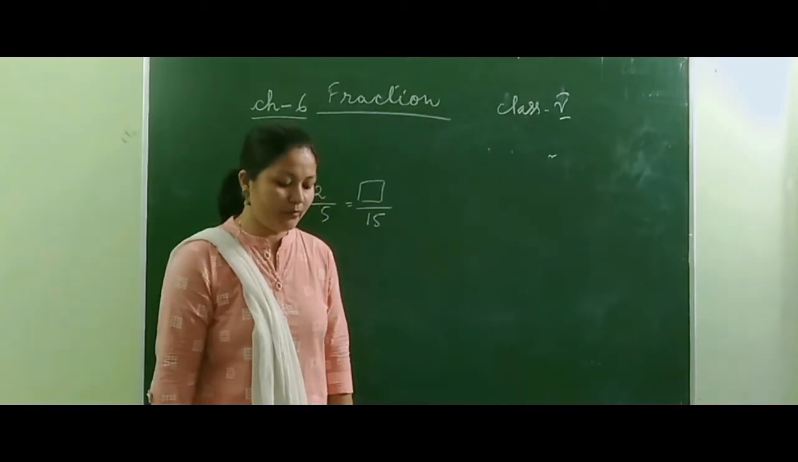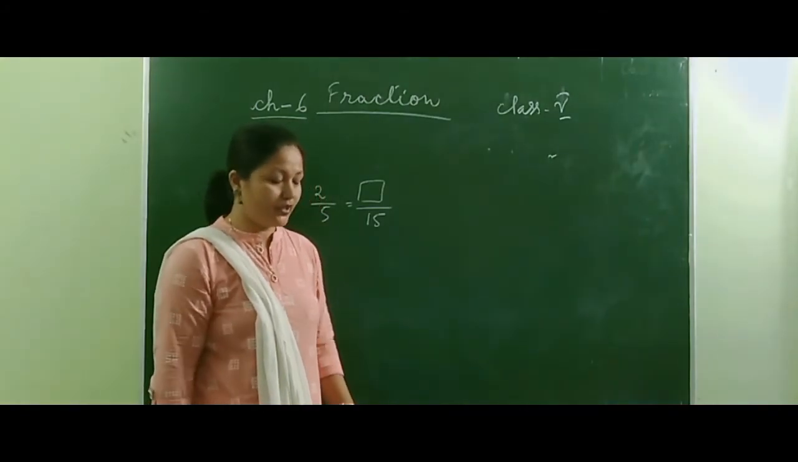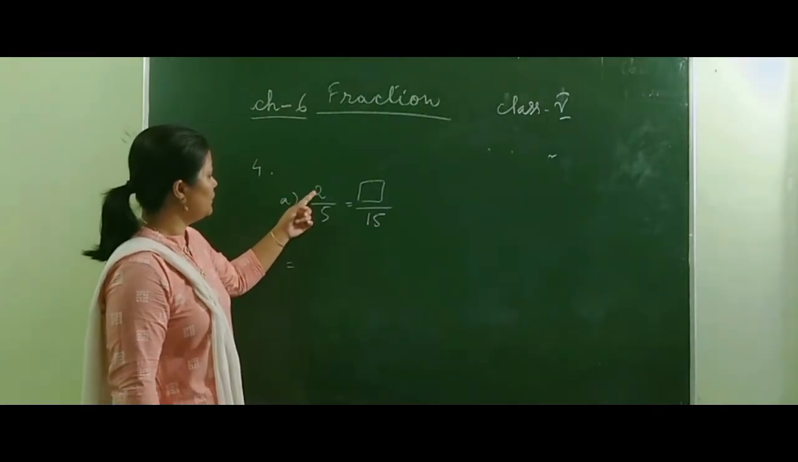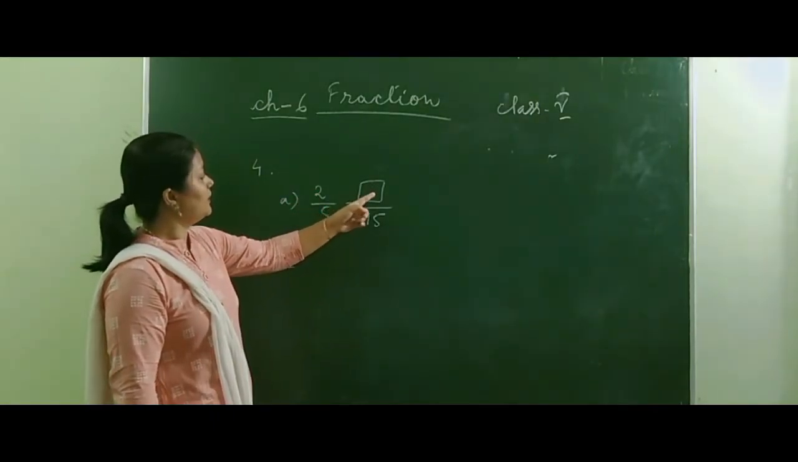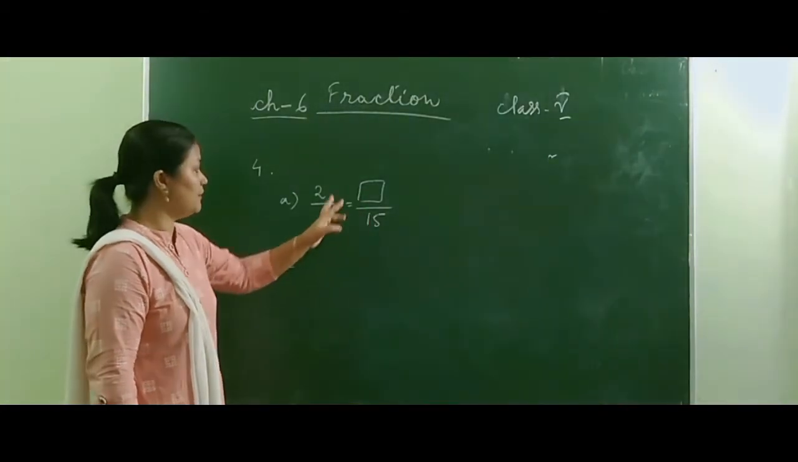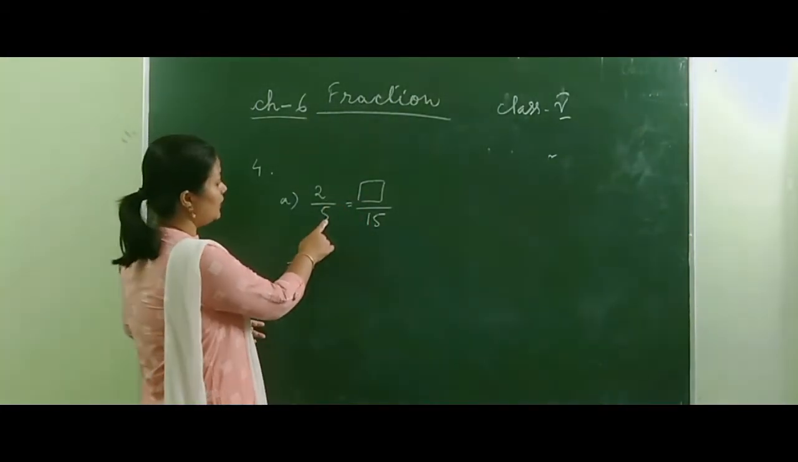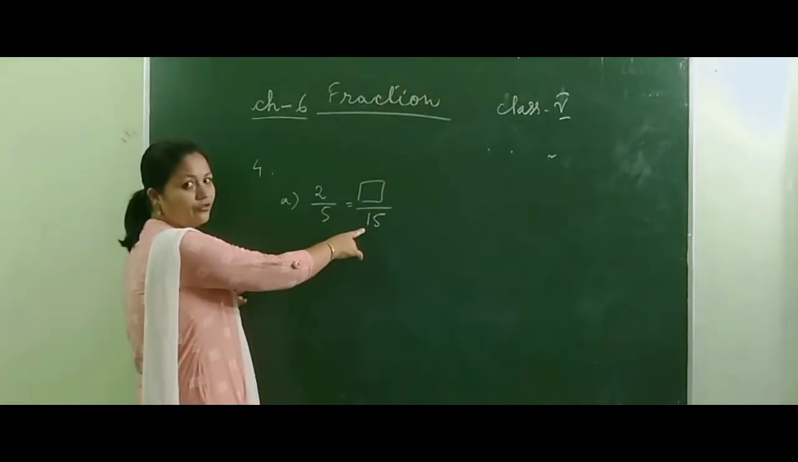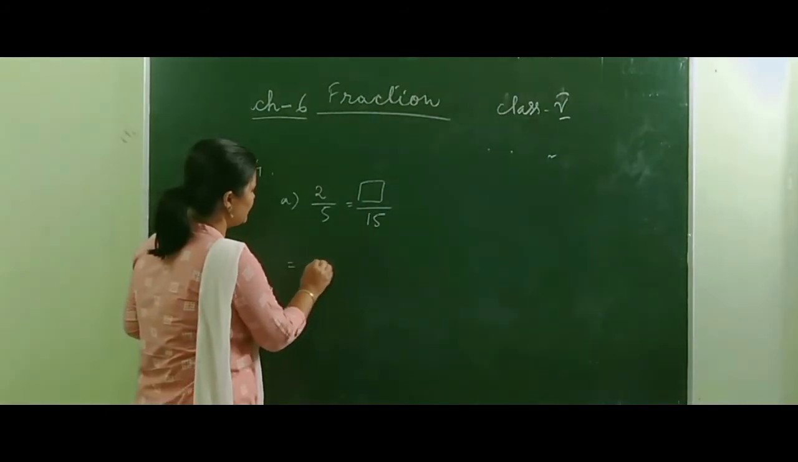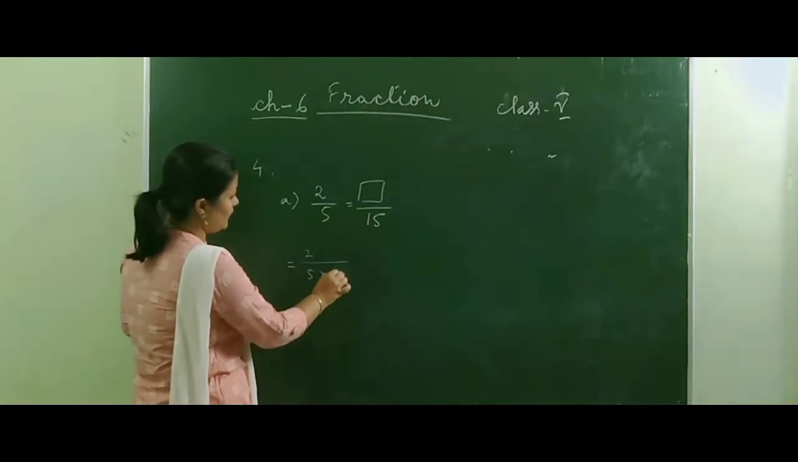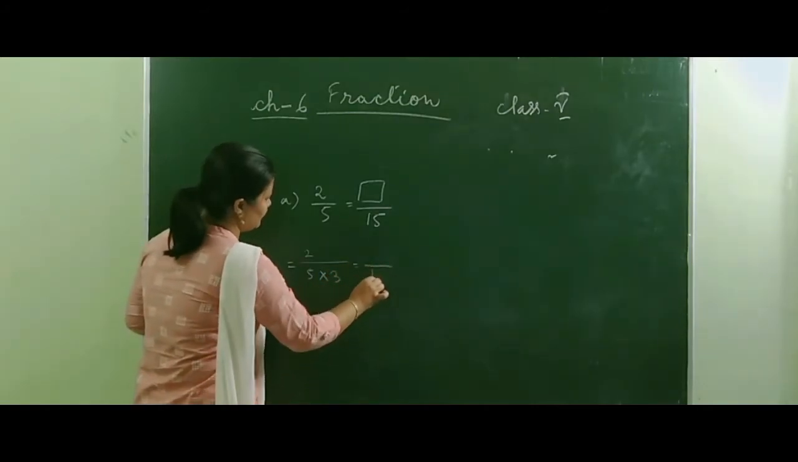So we'll go to question number 4. Fill in the empty boxes. So here question number 4a, I wrote for you 2 by 5 equal to this is empty and divided by 15. So how to find out this empty box? So we'll see with this denominator what we have multiplied to get 15. So you can do like this also. With this denominator we have multiplied 3. 5 3 times 15.